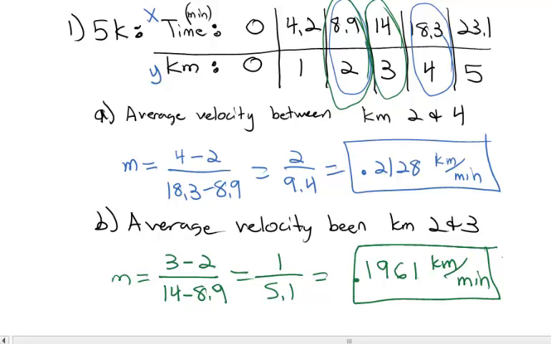So it seems I sped up on the next kilometer to pull my average velocity up. So between 2 and 3, average velocity of 0.1961. Between 2 and 4, average velocity increased to 0.2128.